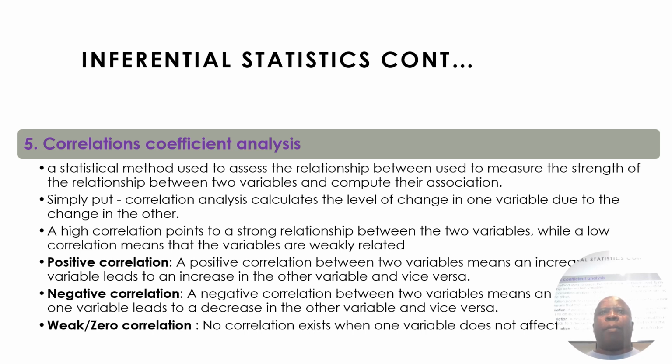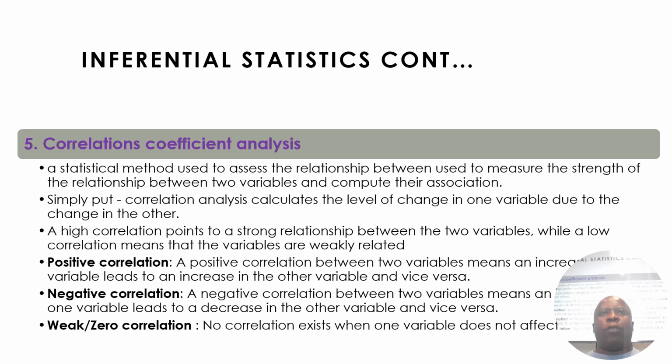A good example might be in terms of money. If your salary increases, then your social life tends also to increase, or expenditure also tends to increase. If your income decreases, it also happens that your social life, or your expenditure, also decreases. That's a good example of what happens with the positive correlation.